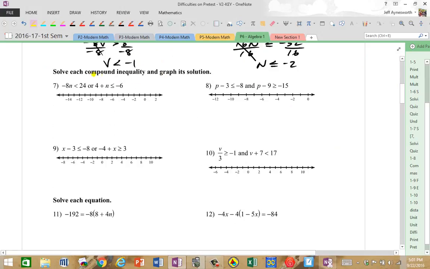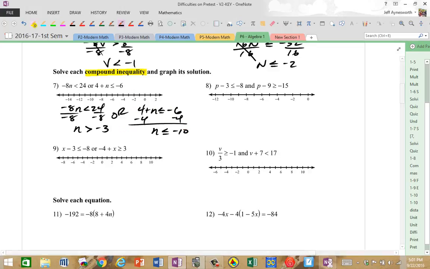For compound inequalities, well, it takes a little bit more work. Okay, so let's get started here. So we got negative 8n is less than 24. We divide by negative 8, and we get n greater than negative 3. Or 4 plus n is less than or equal to negative 6. After subtracting 4, we get n is less than or equal to negative 10. And again, this is or, so I'm going to highlight that.